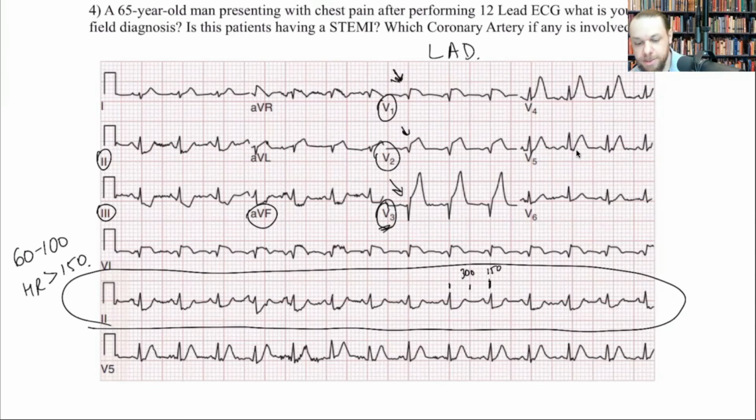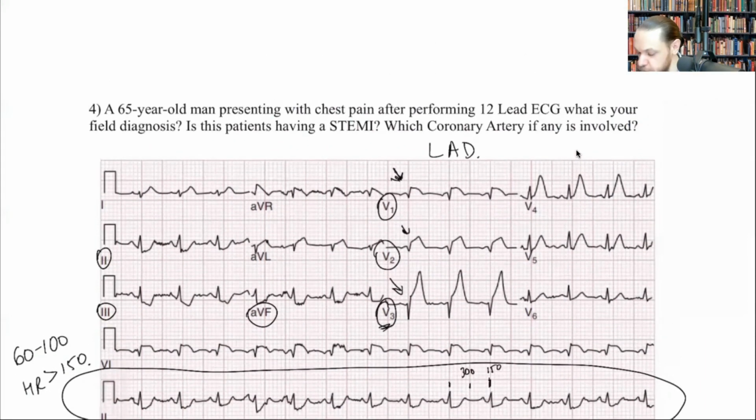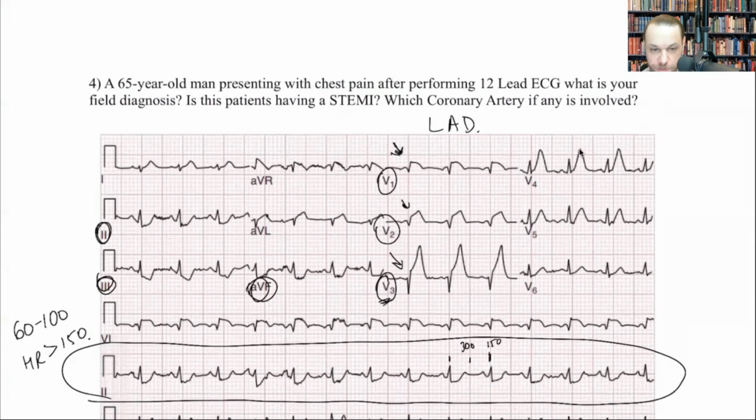So the actual interpretation here is basically elevations in V1, V2, V3, which we see here. We also see greater than 1 millimeter ST segment depressions in leads 2, 3, aVF. So that's pathognomonic for definitely having an acute MI. This person was found to have 100% occlusion in a proximal LAD.